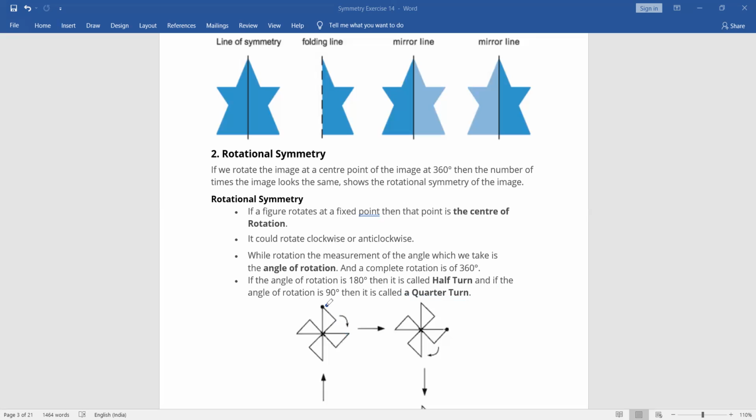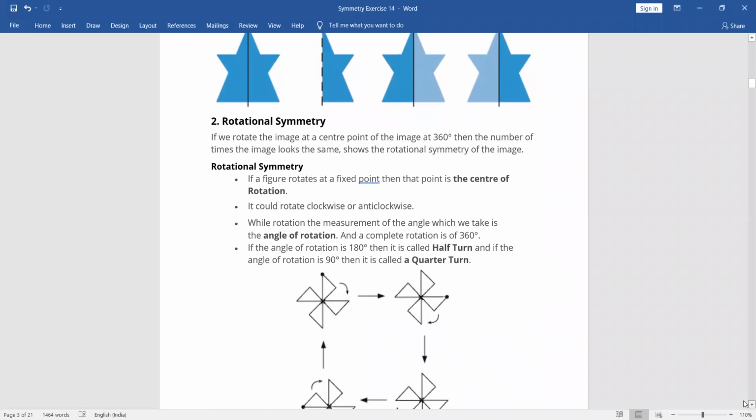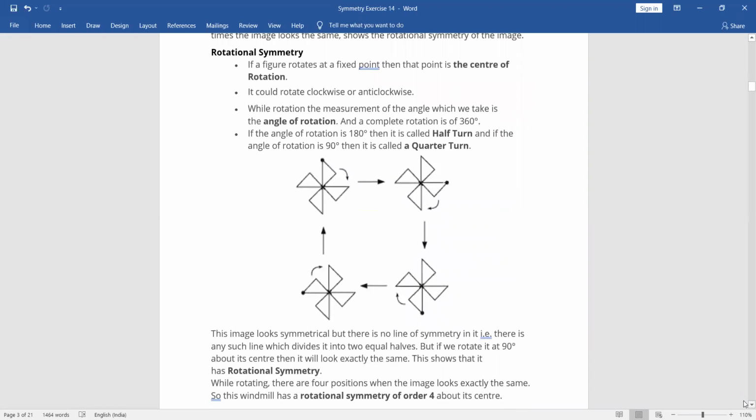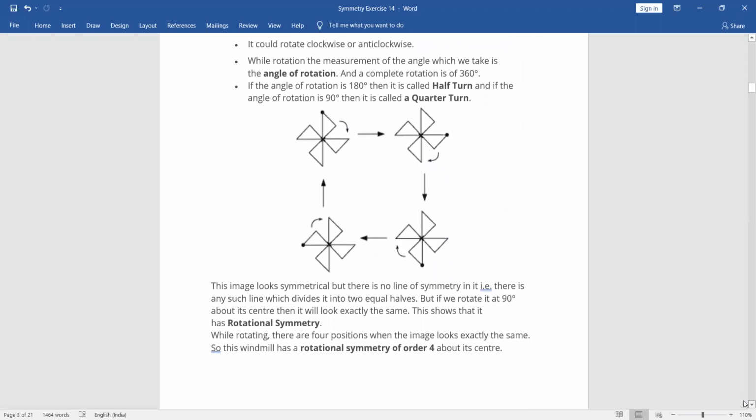When we rotate it this much, this is known as the half turn. That means 90 degrees, 180 degrees. So it depends on how much we are rotating the figure. With the help of this diagram, it is clear to you all how we are rotating it.